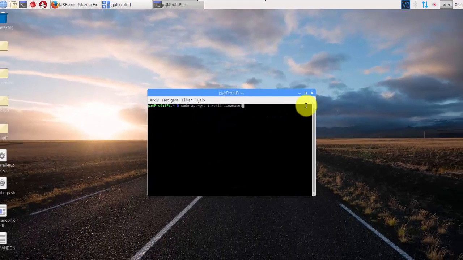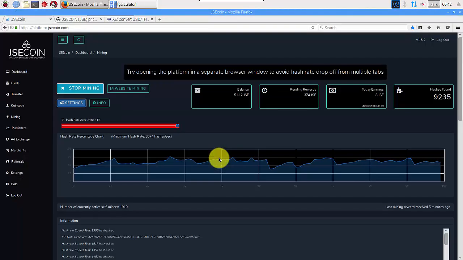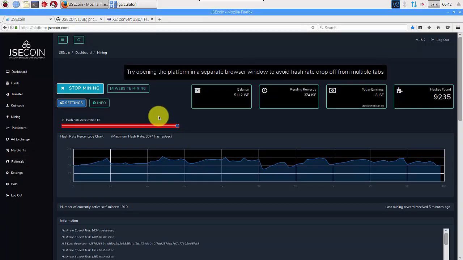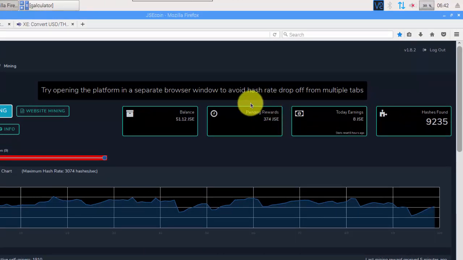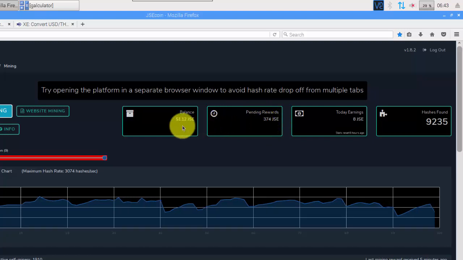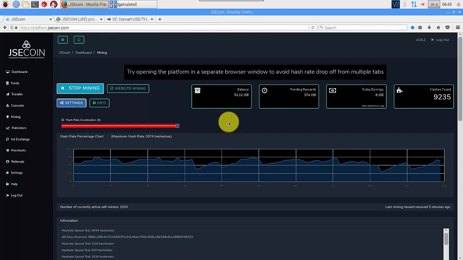But I already did it, so I'm not going to do that now. I'm opening my Firefox, and I have tried to mine this JSEcoin for 1 week quite exactly right now, and we can see that I have earned 374 plus 51 JSEcoins during this week, and my Raspberry Pi is consuming approximately 2 watts per hour.